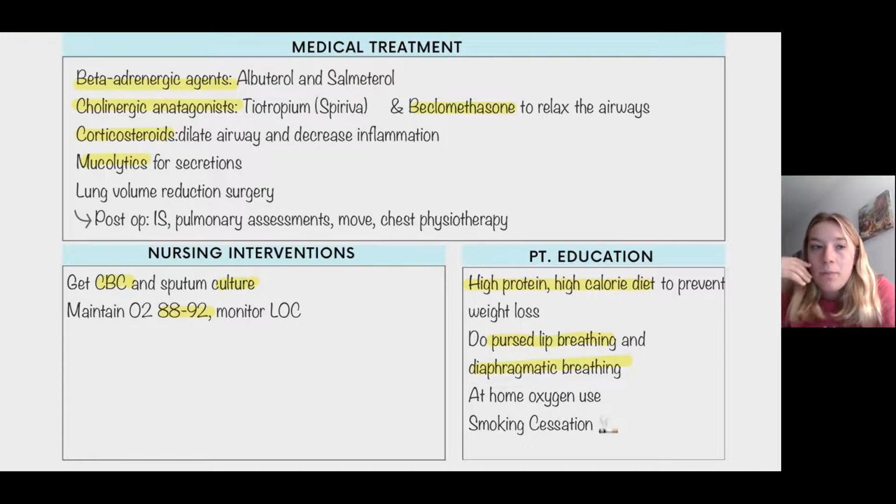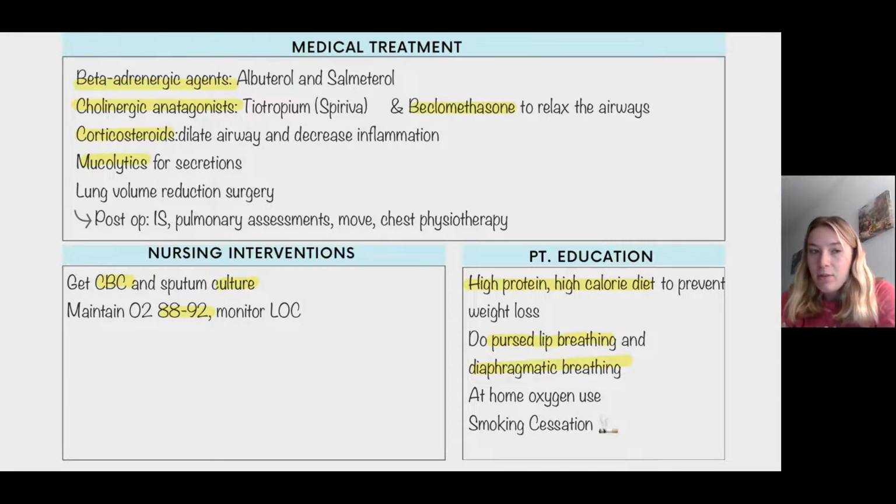We're going to give them their tiotropium, their Spiriva. So review why we're giving that, how we give that, etc. And then our beclomethasone, what does that do? It's just going to relax the airways, promote dilation. We're also going to give them corticosteroids to dilate the airway, decrease inflammation, etc. Mucolytics, those are going to help with those mucus secretions that put the patient at risk for infection, etc. Lung volume reduction surgery is not done very commonly, but if it is, we really want to make sure we understand those post-op considerations, making sure our patient uses their incentive spirometer, chest physiotherapy, that they're up and moving, etc.